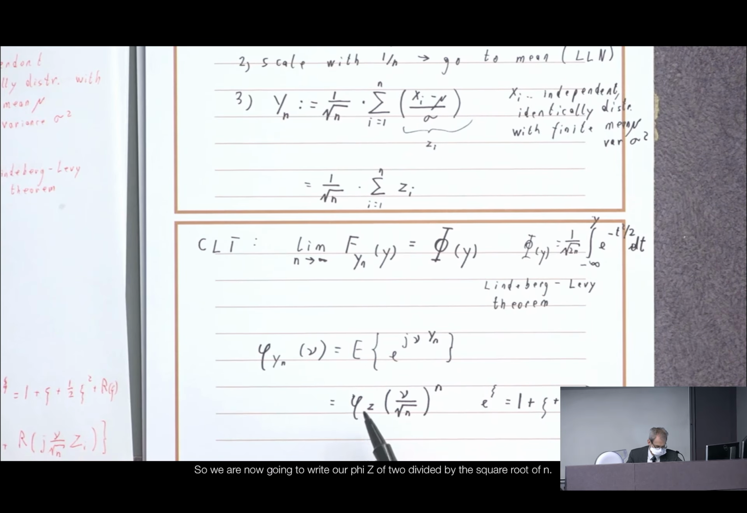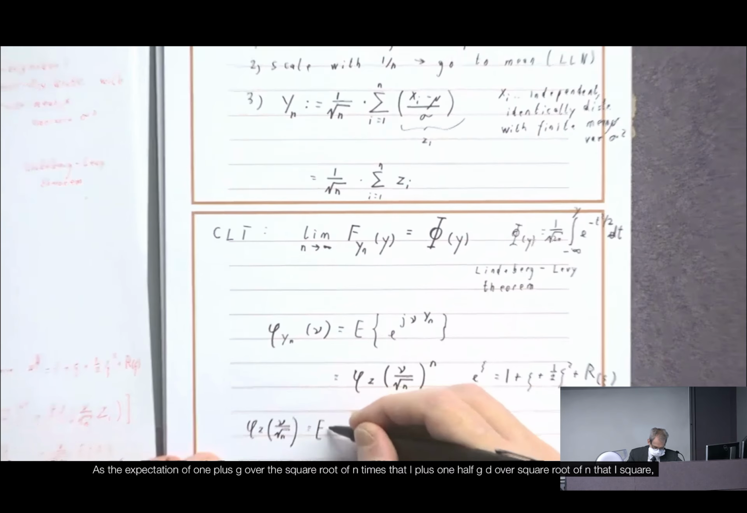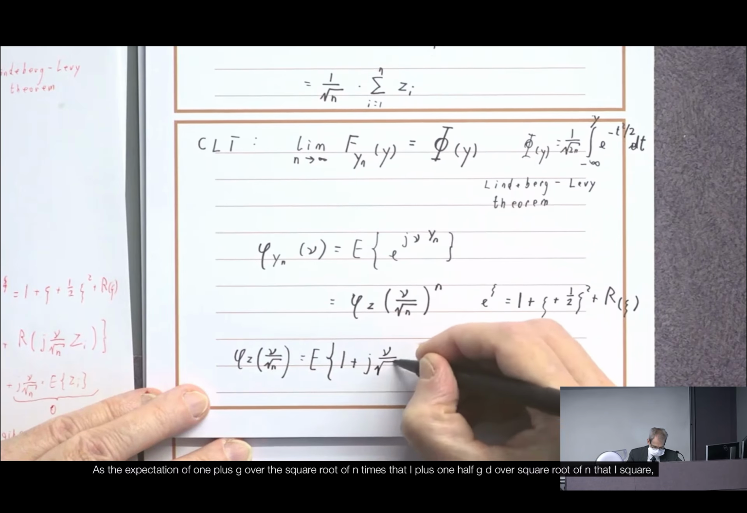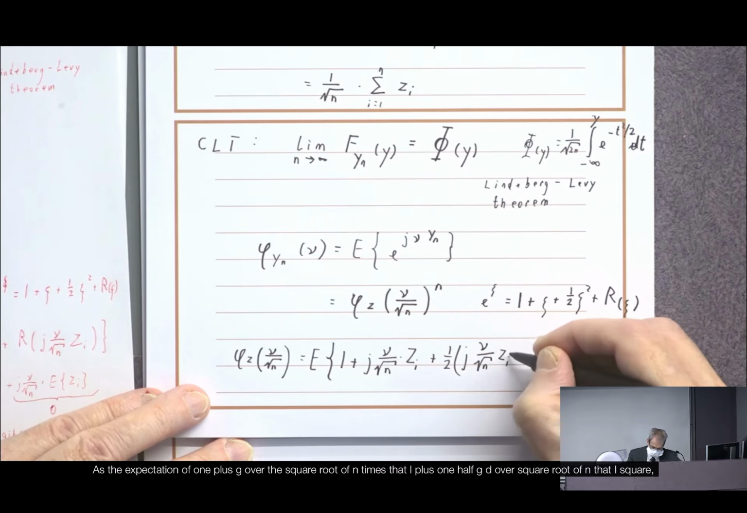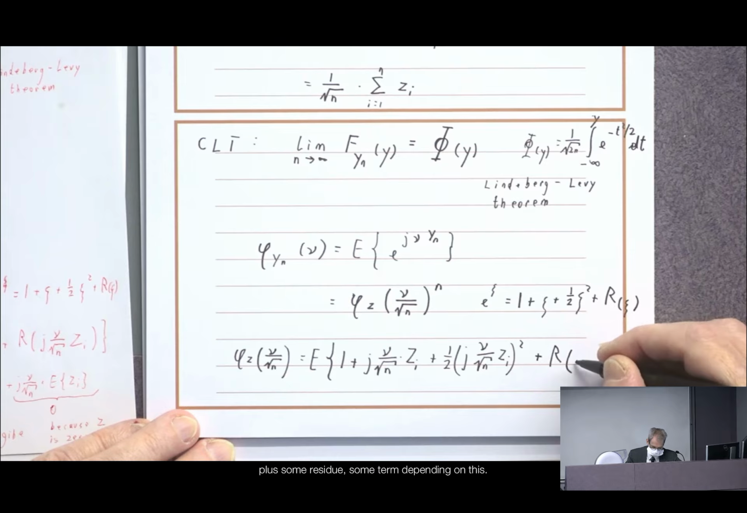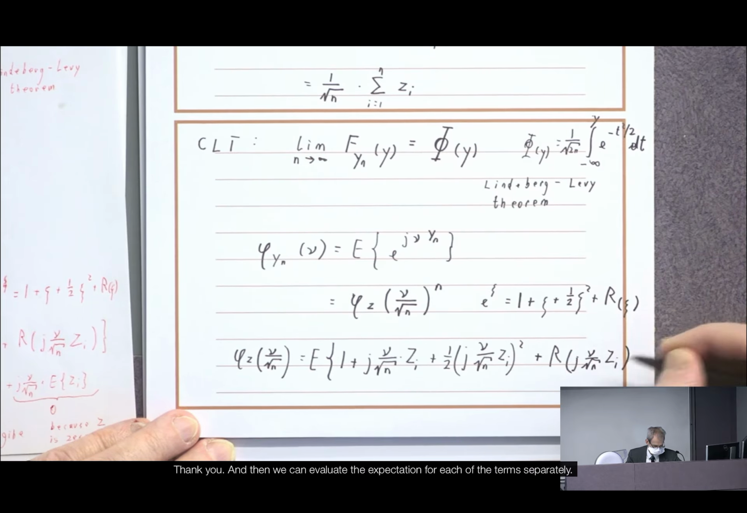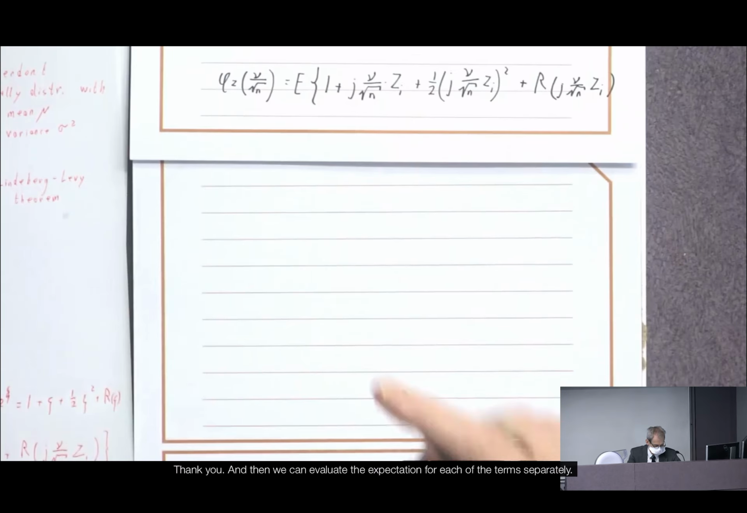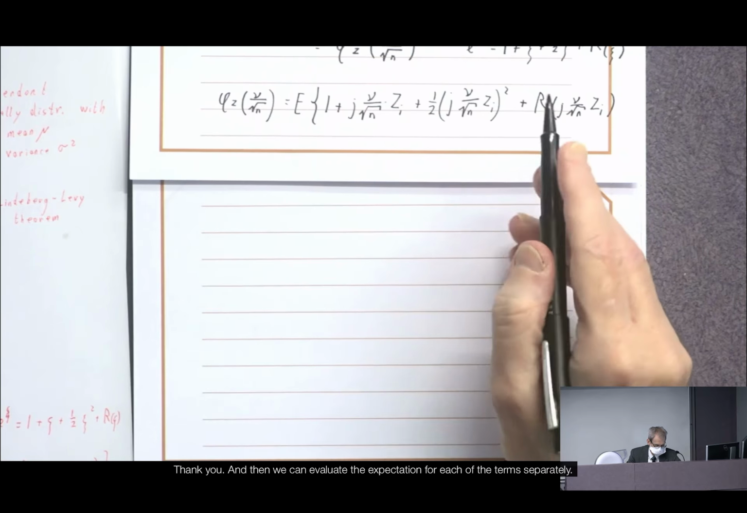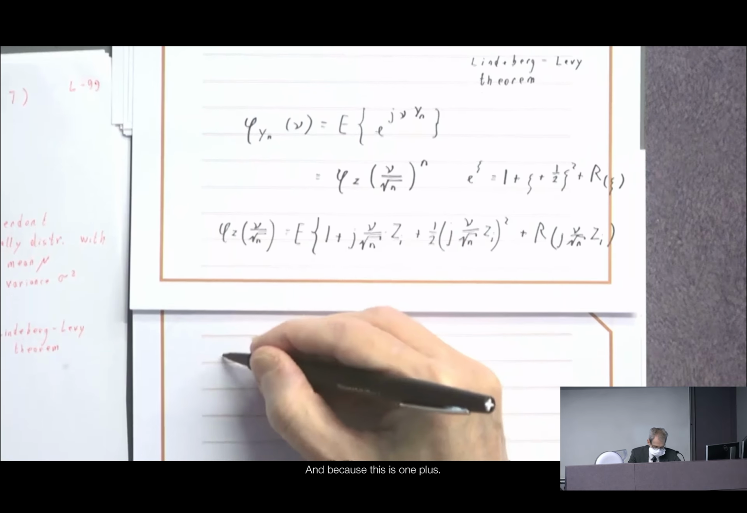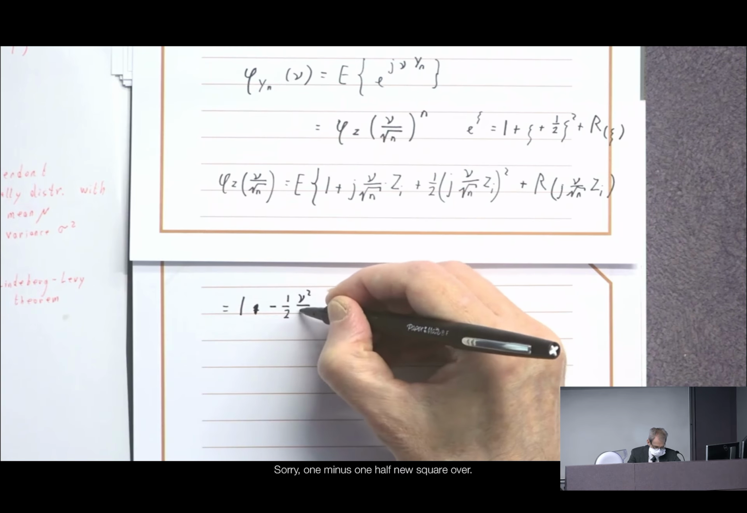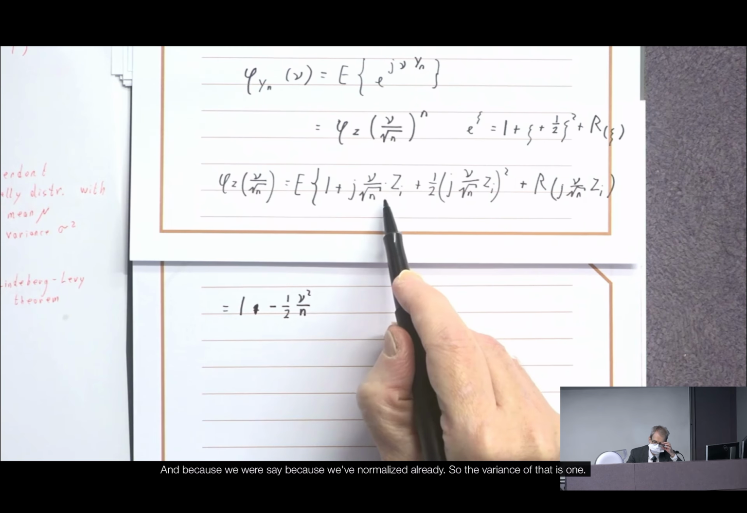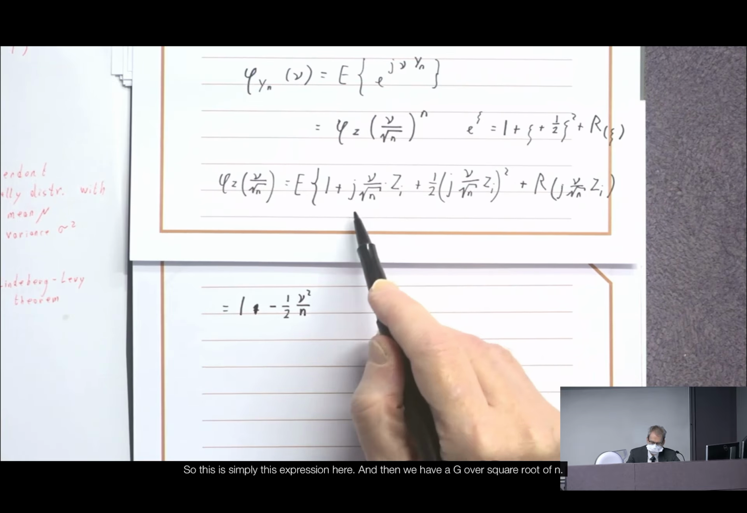So we are now going to write Phi_Z of nu divided by the square root of n as the expectation of 1 plus j nu over the square root of n times Zi, plus 1/2 (j nu over the square root of n) times Zi squared, plus some residue term. Then we can evaluate the expectation for each of the terms separately. This gives 1 minus 1/2 nu squared over n, because we've normalized already, so the variance of Z is 1.